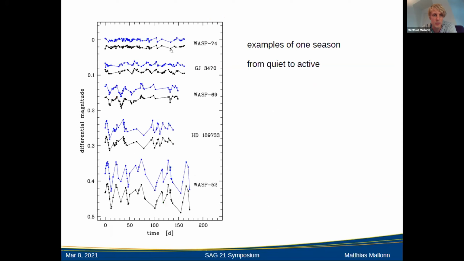Here you see some examples of how these ground-based observations look for 1 observing season. Per observing season, we observed these targets for, let's say, 4 months, in multiple colors. Here you see for these targets the colors B and R, so very blue and pretty red. And you see examples from quiet stars to pretty active ones, and the majority of targets end up being quiet, at least to the precision that we achieved.